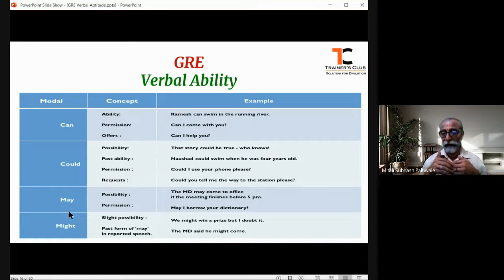Then next word is could. Could is the one which tells about the possibility. Here the possibility is 50-50. And also it tells about the past ability of an individual, of a person, or of a noun or a pronoun. It tells the past ability, the ability which they had in the past.